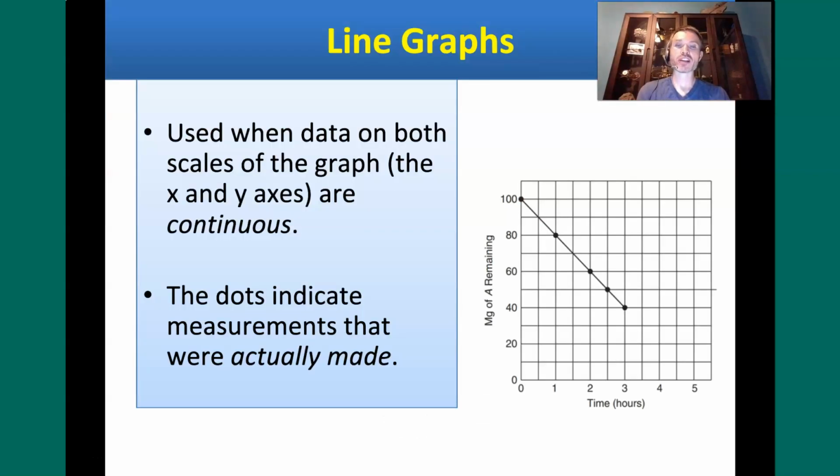So next we're going to look at a couple of different types of graphs. And we're going to start off with the line graph, and that's probably the most common one that you are familiar with. Now we usually use a line graph when the data that we're plotting on the x and y axes is continuous. The dots on the line graph indicate measurements that were actually made in the experiment.